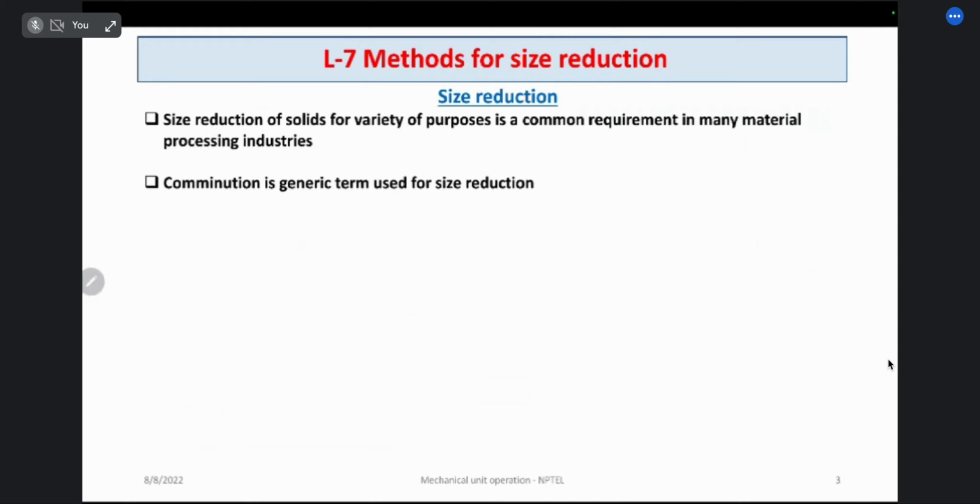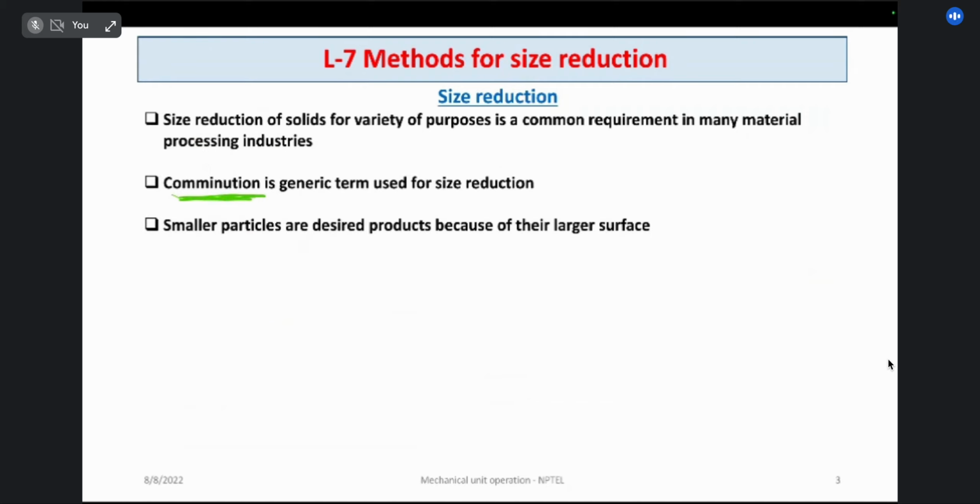Comminution is the generic word used for size reduction. Okay, so it's the generic or scientific term you can understand. Wherever anyone says comminution, you have to understand it is related to size reduction. Now, smaller particles are the desired product.